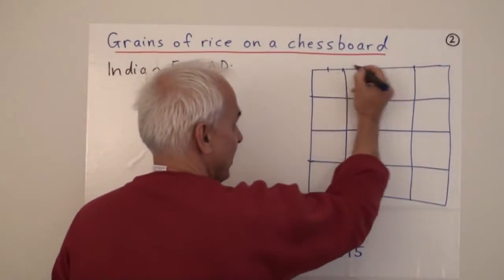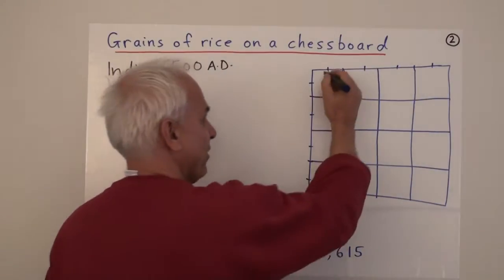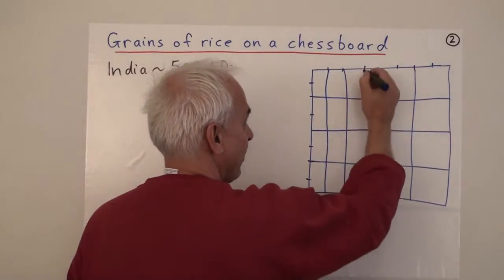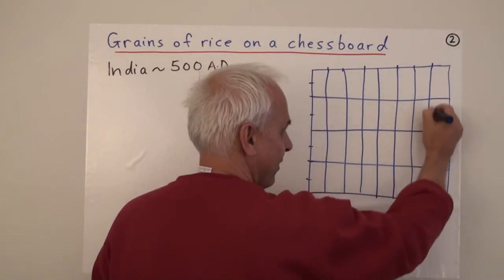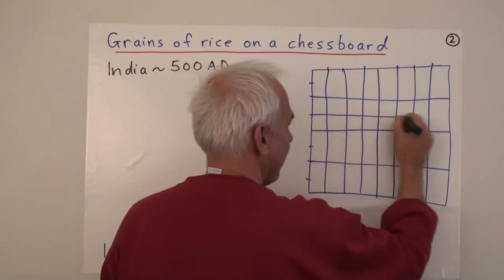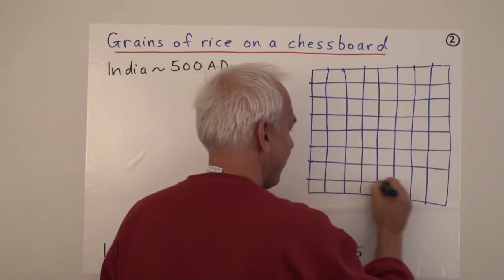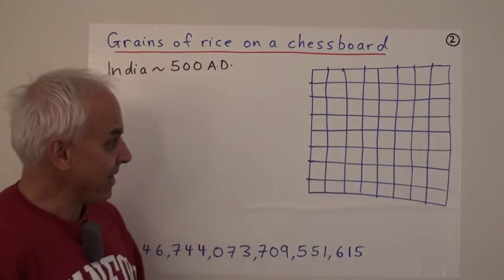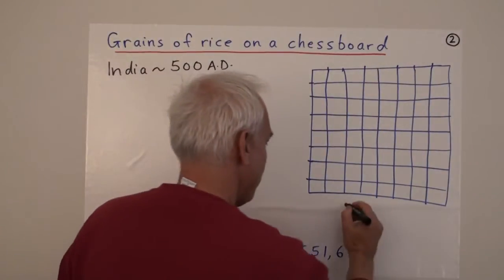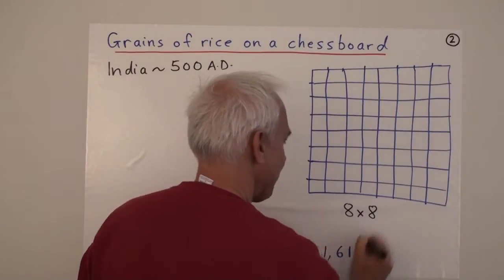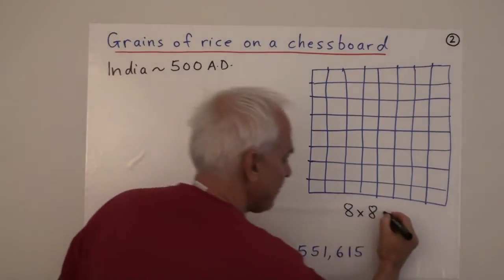And now we divide each one of these into 2, and draw the corresponding lines. All right, and now we have an 8 by 8 chessboard. Let's write that down here. So 8 by 8. And of course it has then 8 times 8 squares.